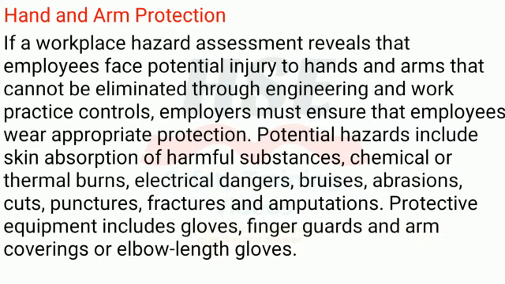If a workplace hazard assessment reveals that employees face potential injury to hands and arms that cannot be eliminated through engineering and work practice controls, employers must ensure that employees wear appropriate protection. Potential hazards include skin absorption of harmful substances, chemical or thermal burns, electrical dangers, bruises, abrasions, cuts, punctures, fractures and amputations. Protective equipment includes gloves, finger guards and arm coverings or elbow-length gloves.